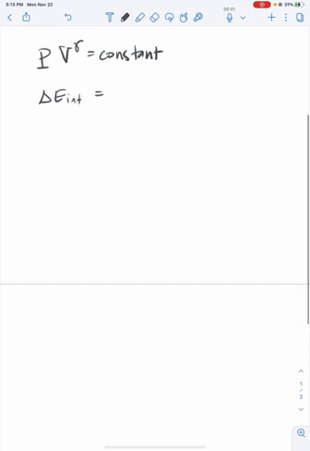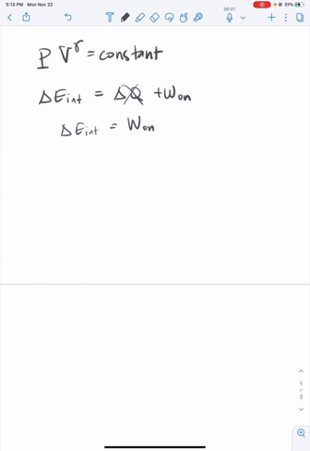So if our change in internal energy is change in heat plus work done on the system, our delta Q is 0, so the internal energy is just work done on the gas, okay? And I'm going to show you two different ways to derive this, one of which is shown in your book, and then a second one just to show you sort of two different ways to manipulate these state variables, okay?